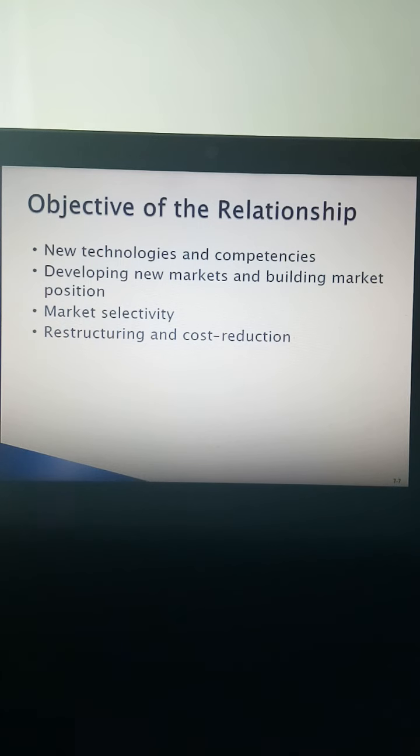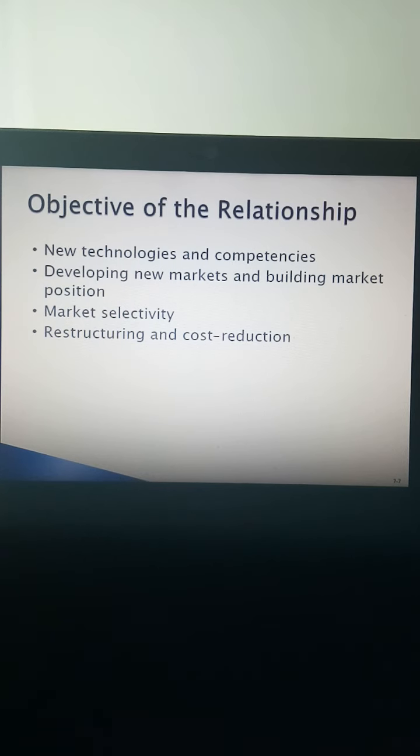Okay, next possible objective is restructuring and cost reduction. When firms are competing in an international market, or when a strategic relationship is being developed, often firms are required to restructure or reduce product costs. Why is that so? Because cost reduction may encourage the firms to locate low cost sources of supplies.